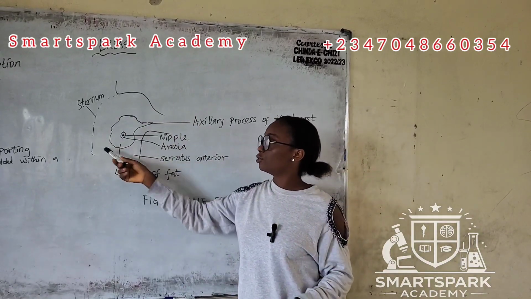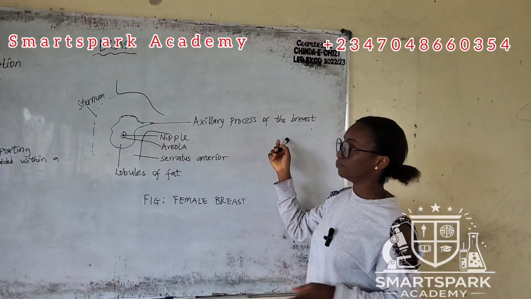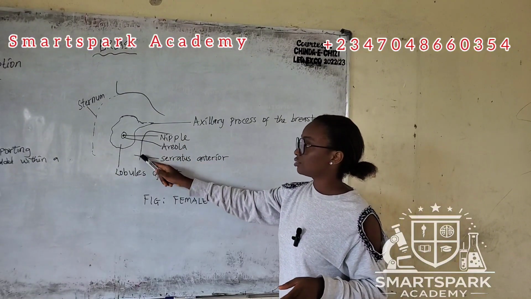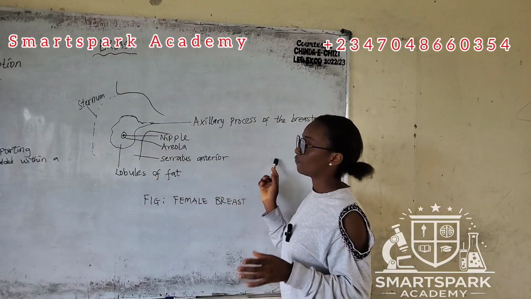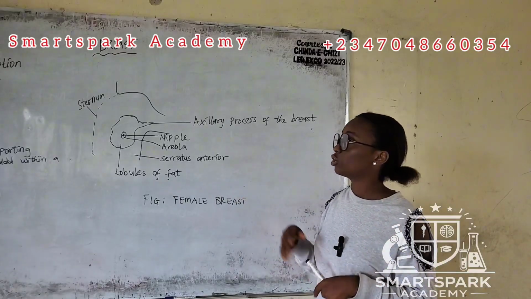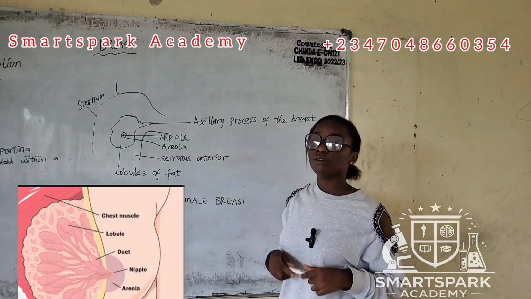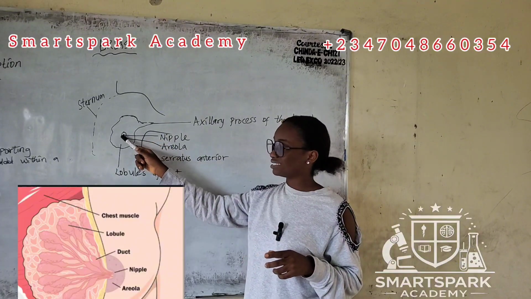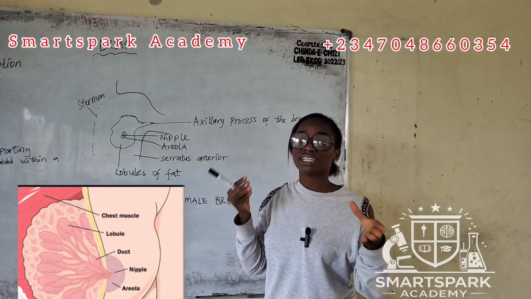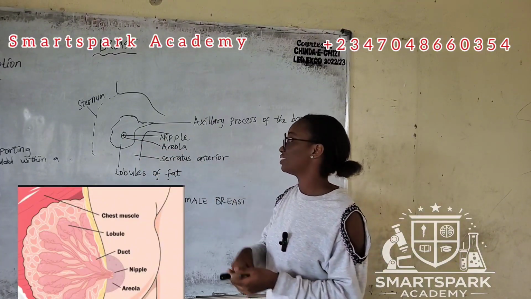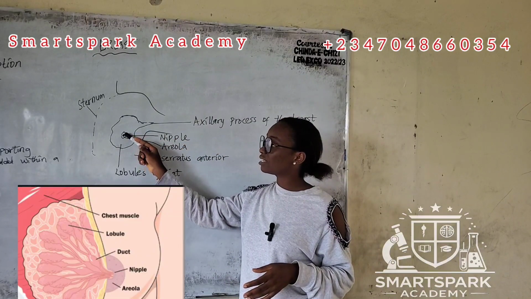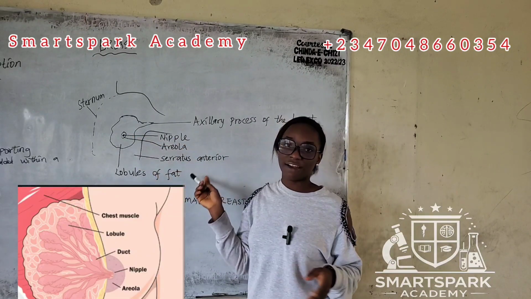Now I've labeled my diagram of the breast. We have the sternum, the axillary process of the breast, the nipple, the areola, the serratus anterior muscle. We have lobules of fat. We'll use this diagram to do a lot of explanation on the breast. I want you to note that the most superficial prominence on the breast is the nipple, and it is surrounded by a circular pigmented area of skin known as the areola.